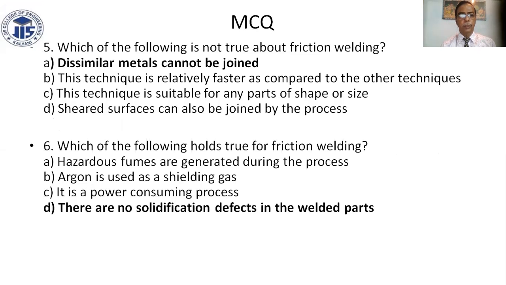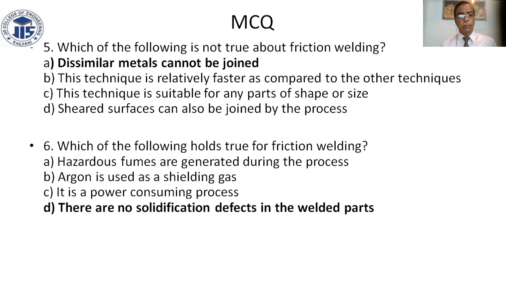Some more questions. Which of the following is not true about friction welding? Similar and dissimilar metals can be joined. This technique is relatively faster compared to other technologies. This technology is suitable for any part shapes or sizes. Circular surfaces can also be joined by the process. So here the answer is that dissimilar metals cannot be joined, which is not true, since they can be joined. Dissimilar materials can be joined in this case.